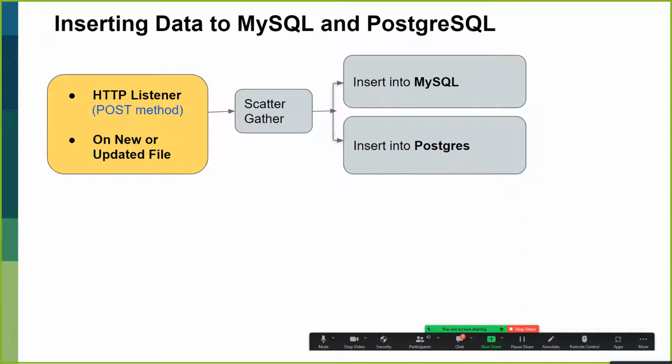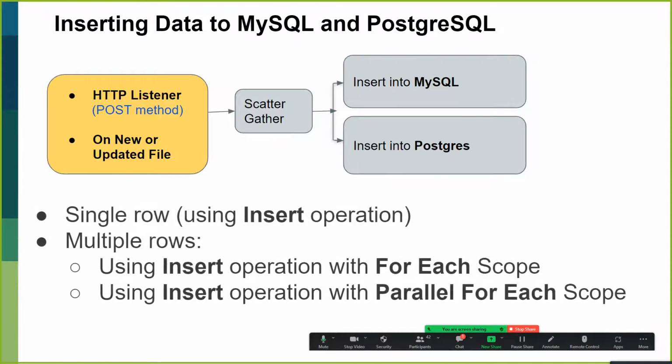And the other one is the one that we have been using before a couple of times, on new or updated file. So we will tell it, watch this working directory, and if there is new data in that working directory, process it and put it into MySQL and Postgres. In this tutorial, we have local versions of MySQL and Postgres, but it is the same thing when you have it in the cloud also. The only thing that changes is the connection. So that is what we are going to do.